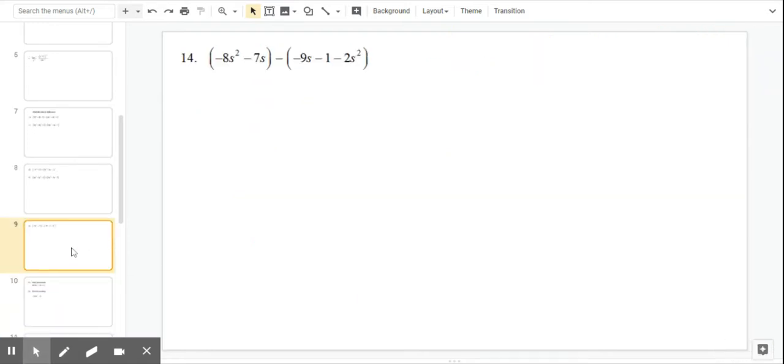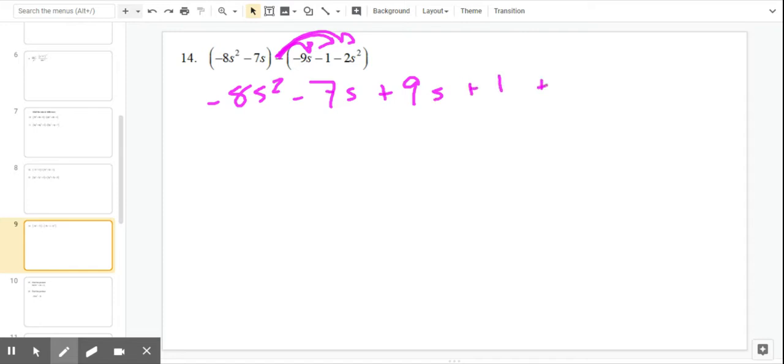All right, last adding and subtracting, we've got a subtraction one. So we start by distributing the negative to everything over here. So we have negative 8s squared minus 7s plus 9s. It becomes plus because we've got a negative times a negative, plus 1 plus 2s squared.